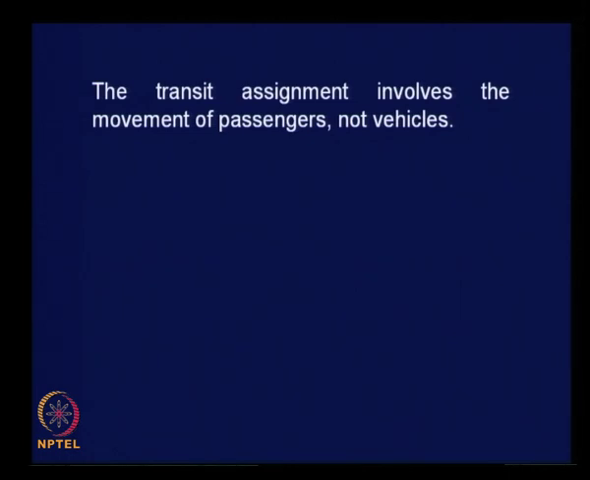The transit assignment involves the movement of passengers and not vehicles. So, we must consider only passengers to be moved using the available transit service. If there are 100 people taking the bus during the morning peak from a zone, you just push them into the available transit vehicles in batches, right.